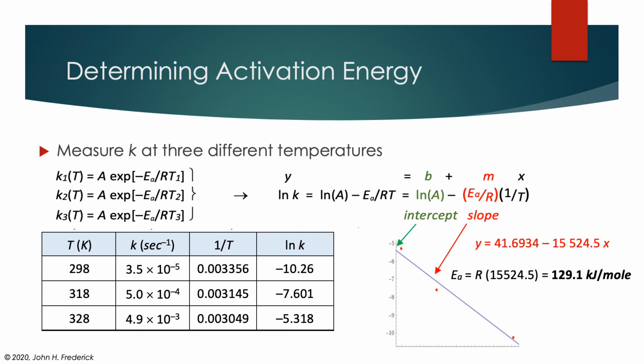So if I multiply that number by R, and in this case we're using R equal to 8.314 joules per mole Kelvin, what we'll find is that the activation energy for this particular reaction is about 129 kilojoules per mole. So this is how you would use different temperature data to indicate what the activation energy is. It's actually a very clever experiment and tells us something very useful about these reactions.